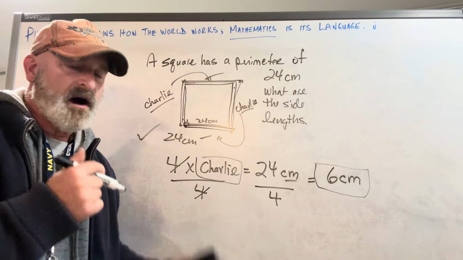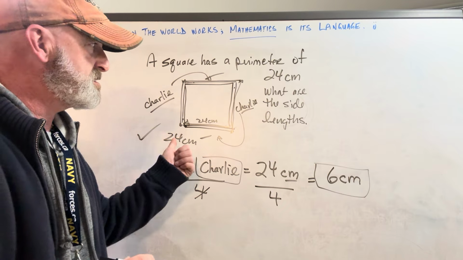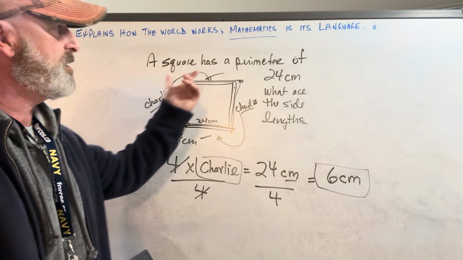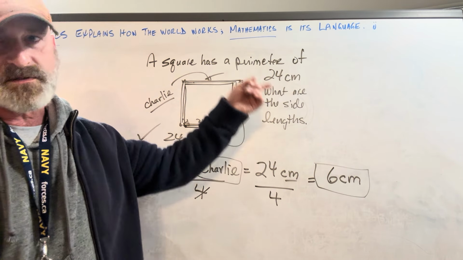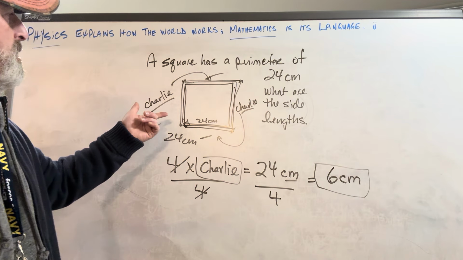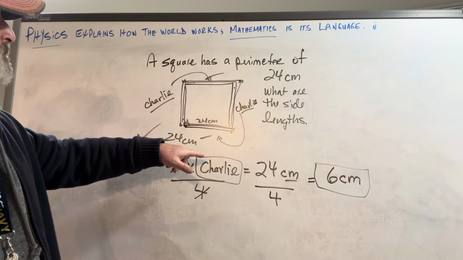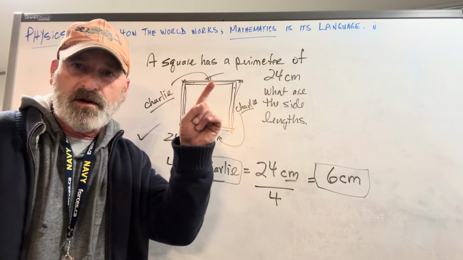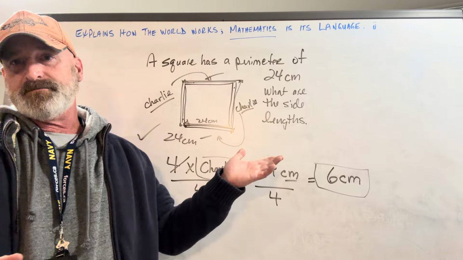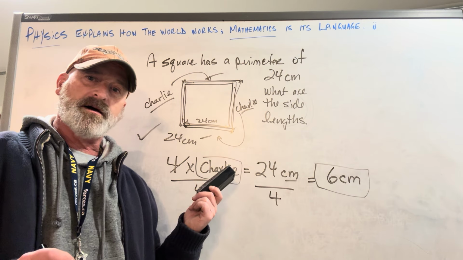Checks out. I'm happy that we solved this equation. And all we had to know was that a perimeter is something that goes around the outside of something, and that a square has 4 equal sides. That's it. Okay, I'm going to cue up another one.